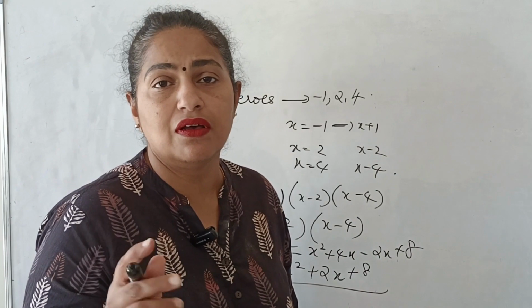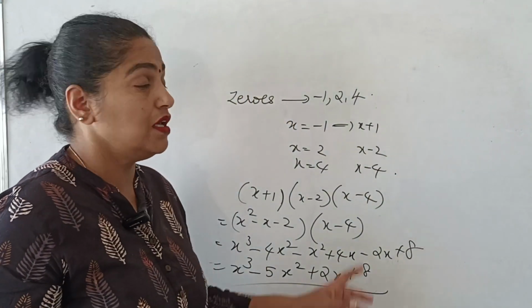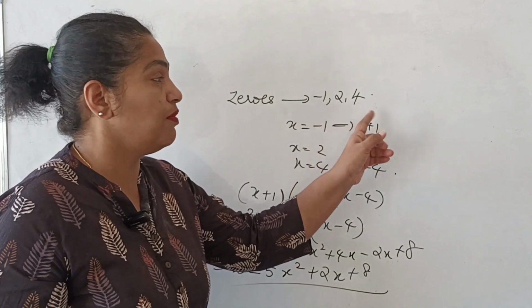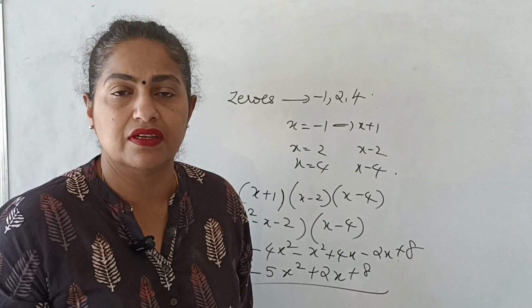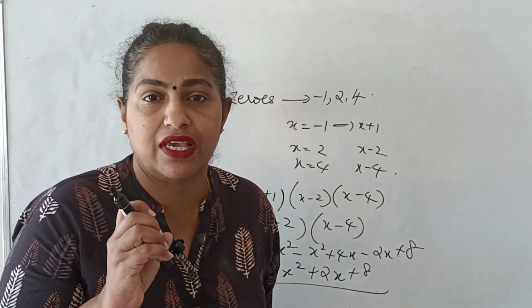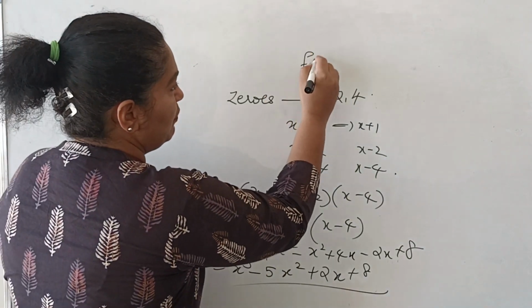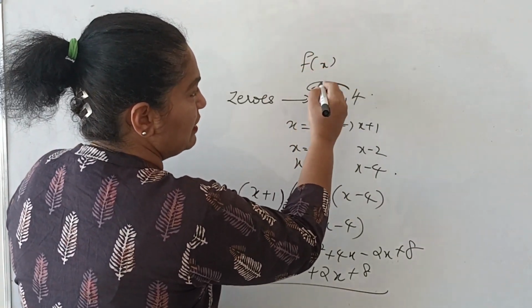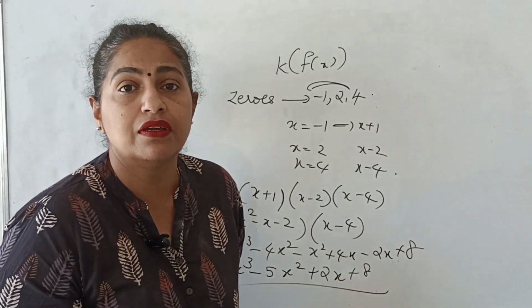Suppose the question is, write two cubic polynomials of degree 3 whose roots are given by -1, 2, 4. How will you do it? You know this is one answer. What is my second answer? You know about a coefficient k which we use to write the equation of the polynomial. Suppose you have a polynomial f(x) whose roots are given by this. k into f(x) also will have the same roots, where k is any number.